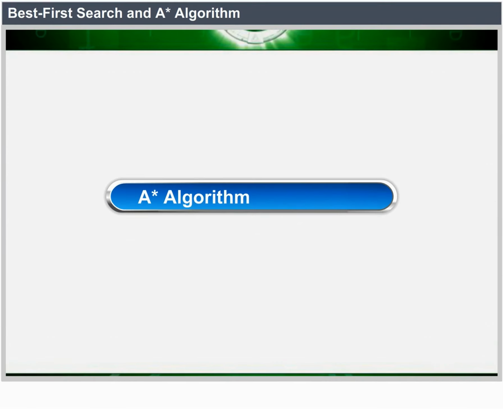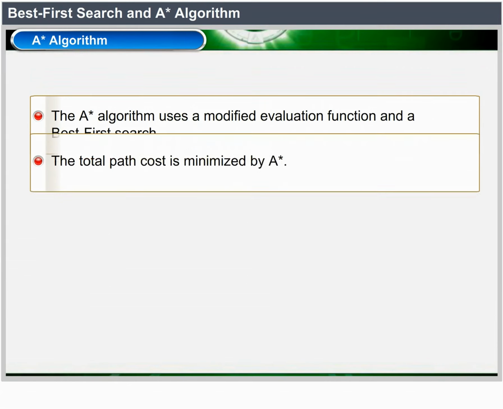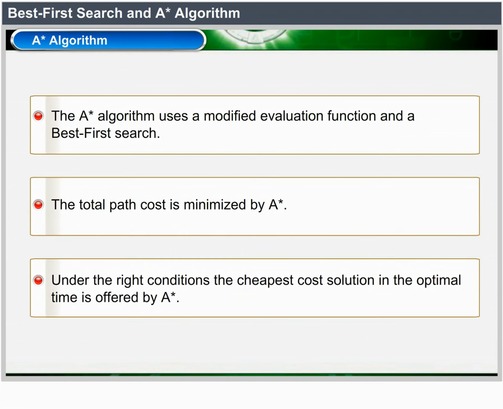A star algorithm. The A star algorithm uses a modified evaluation function and a best first search. The total path cost is minimized by A star. Under the right conditions, the cheapest cost solution in optimal time is offered by A star.